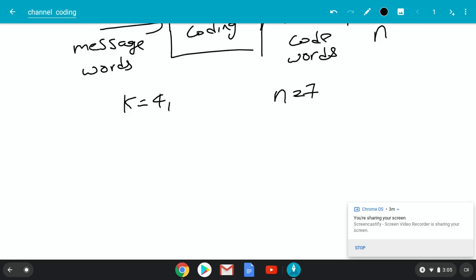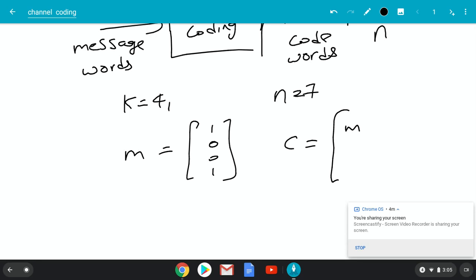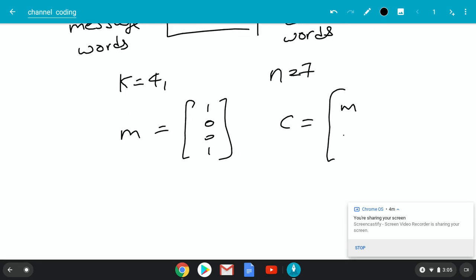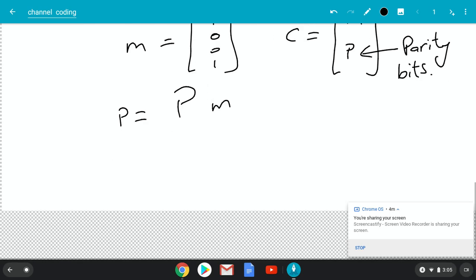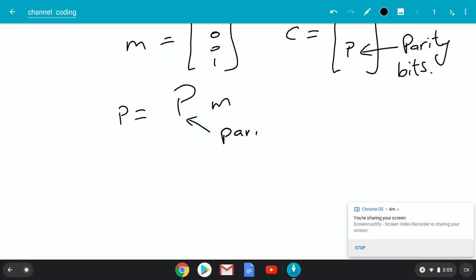So first, in linear block coding, when we have a message word m, you represent m with a column vector, let's say 1 0 0 1, something like that. Then c would also be a column vector with the first bits being m itself, followed by the parity bits. Now, p is the parity bits. So how do you get these parity bits? We get the parity bits by multiplying m with the parity generating matrix P. So this is a parity generating matrix.